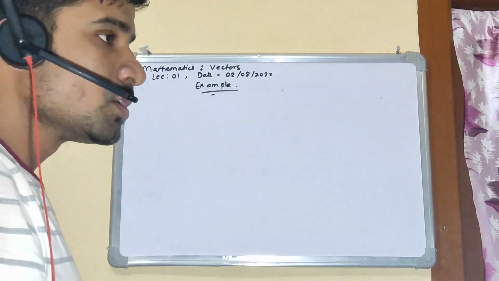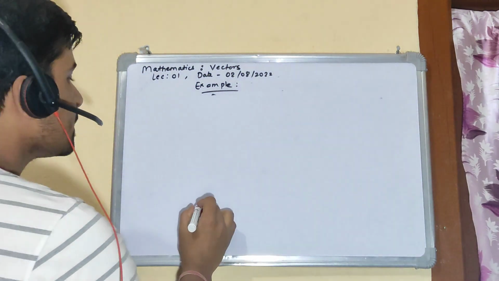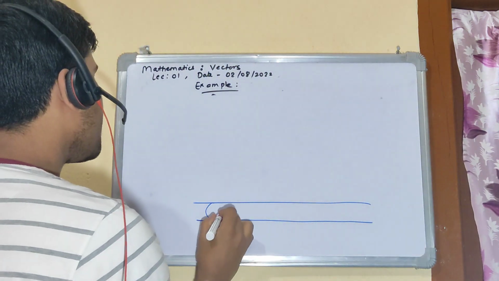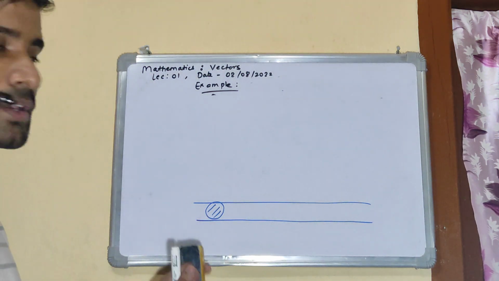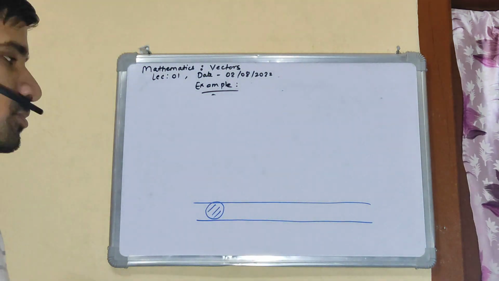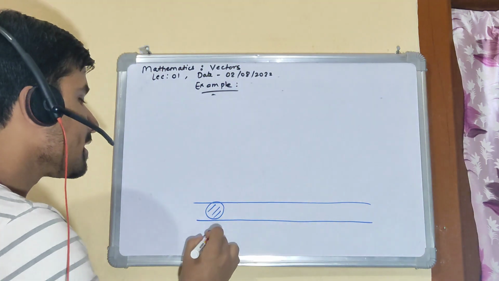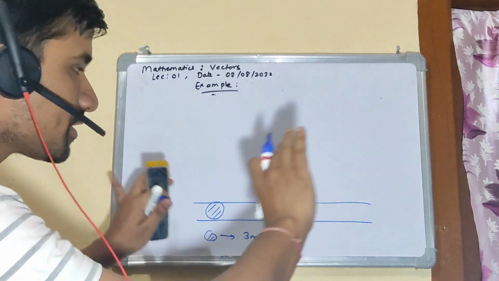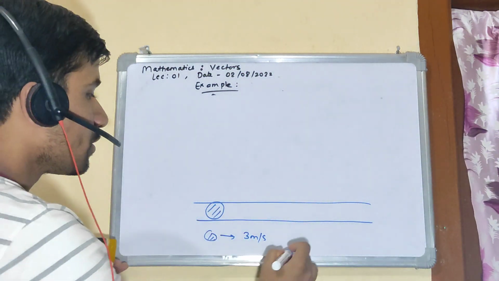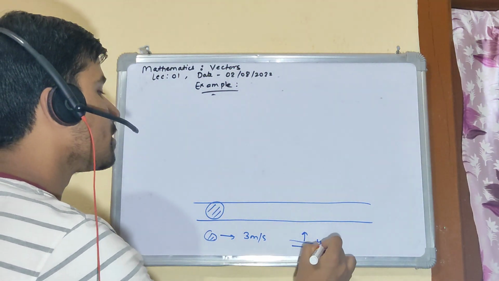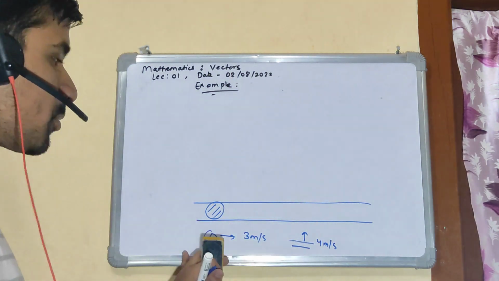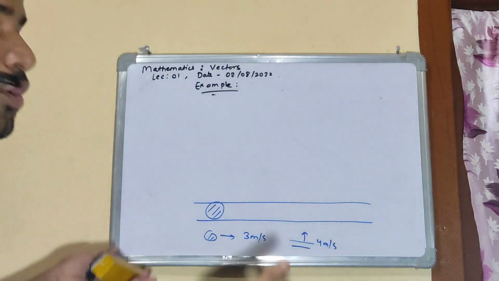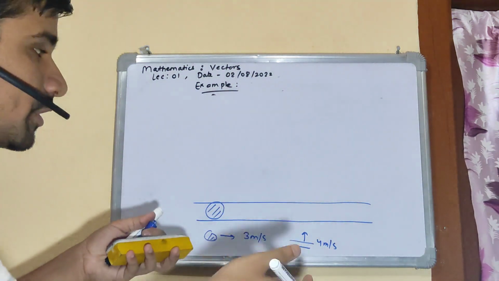Okay. So let's say there is a big tube, and there is a ball inside this tube. Let's say the ball has a velocity of something like 3 meter per second in horizontal. But this tube itself has a velocity of 4 meter per second in vertical. So this ball is moving with 3 meter per second horizontally, but this tube itself is moving with 4 meter per second vertically.